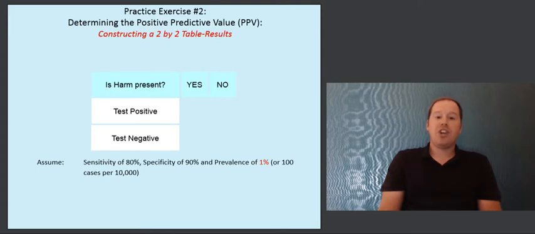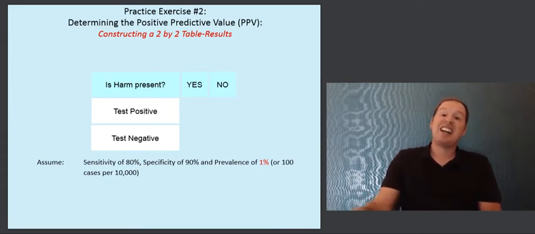What about if we change the prevalence? Instead of 10%, we make it only 1%. So we drop the prevalence by a tenfold factor. In other words, only 100 cases of the disease, illness, or condition out of 10,000, rather than 1,000 out of 10,000.